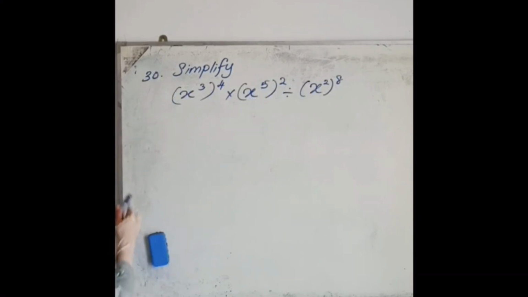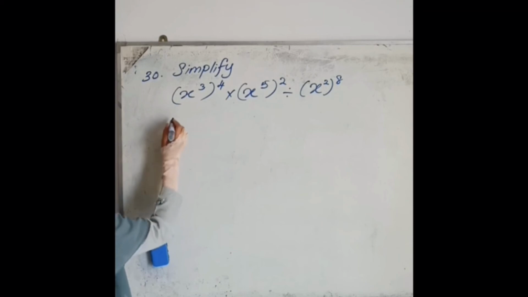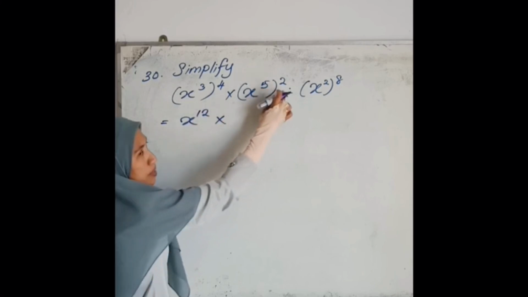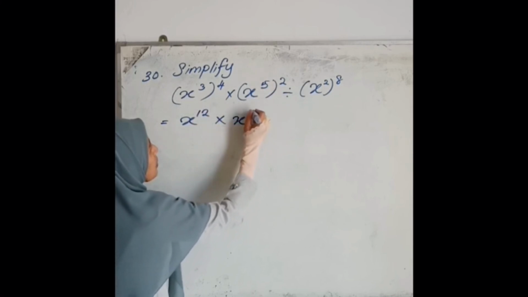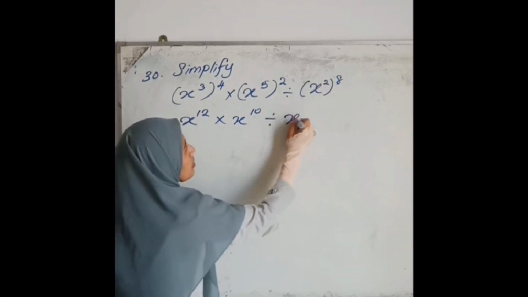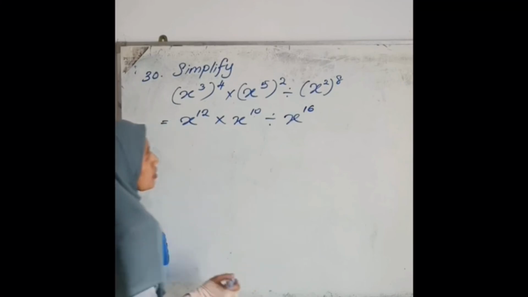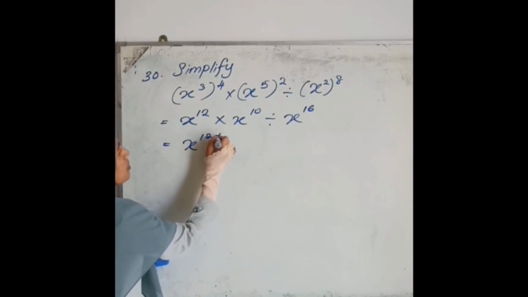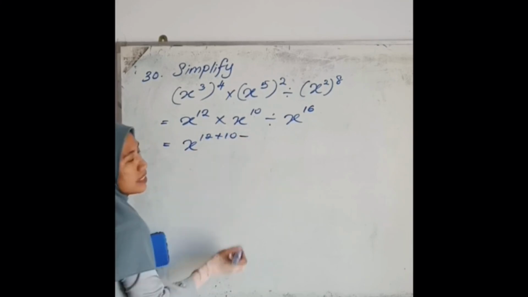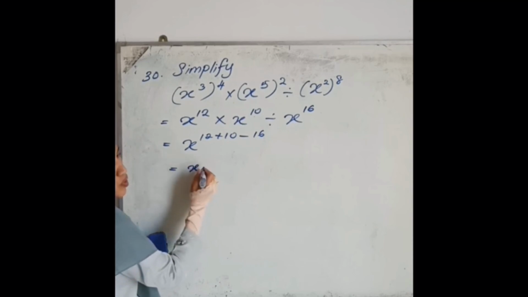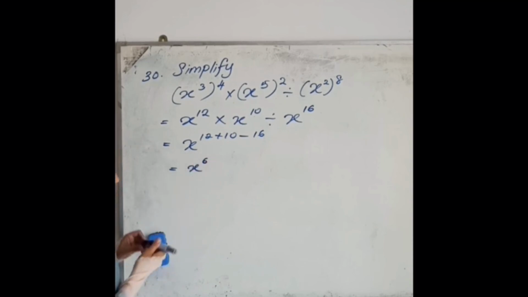Okay. Look at question number 30. So x to the power of 3 times 4, 12, times 5 times 2, 10, divided by 2 times 8, so 16. Okay, so we can simplify. 12 plus 10 minus 16. So the answer is x to the power of 6.